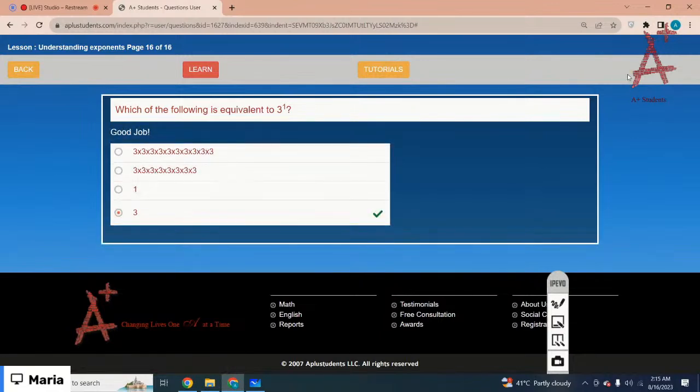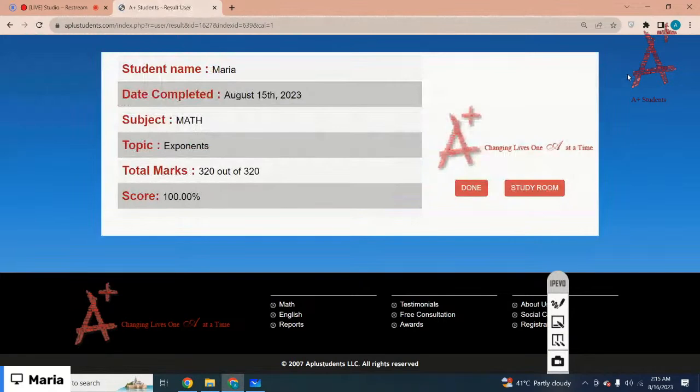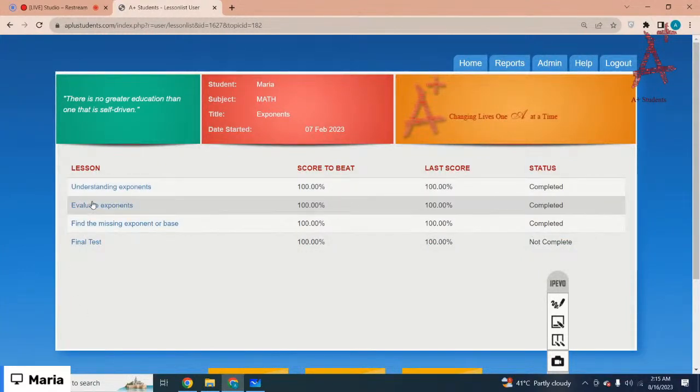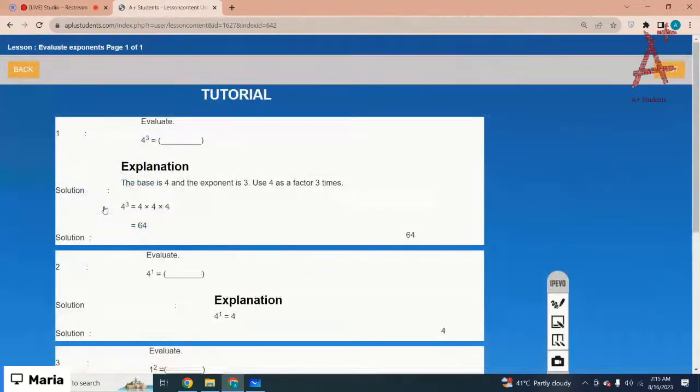Okay, we are done with the lesson. Let's move on to the next one. The next lesson is evaluate exponents. Up till now we have just got the concept: how do you write in exponential form, and how do you write in the simple form? Now we're going to evaluate them, right?